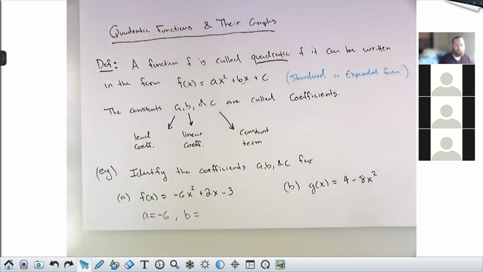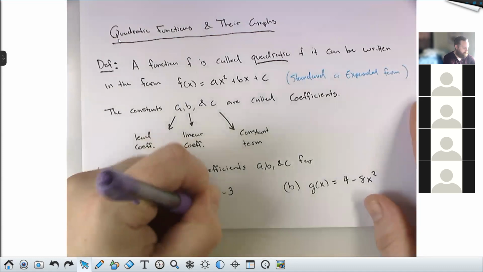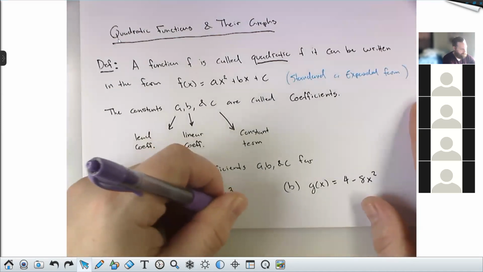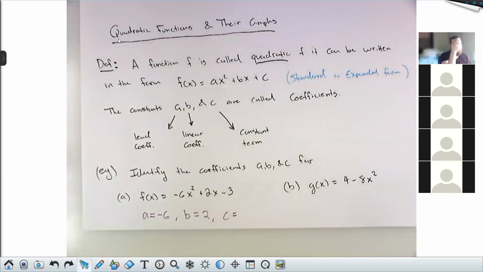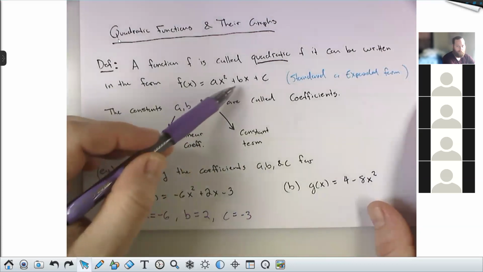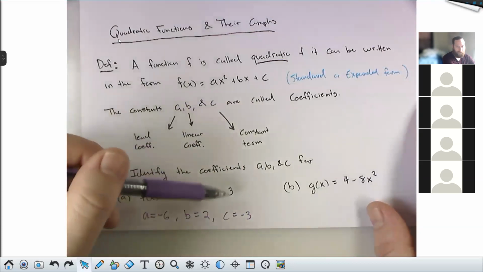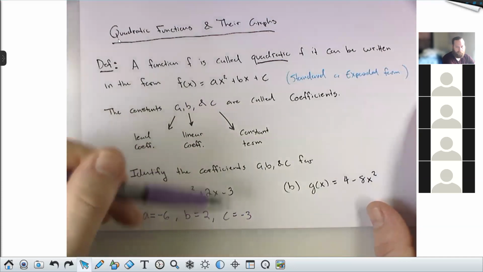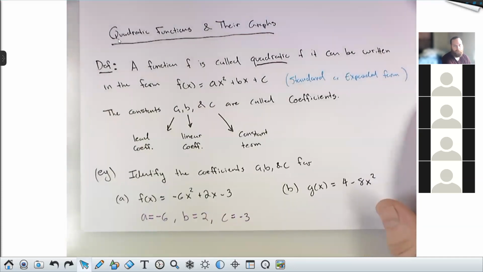Thank you, Catherine. Yeah. B is 2. Okay, and C, what is the constant term here? -3. Excellent, -3. So be careful, right? In the definition here, these things are all kind of treated as though they're positive. So if you have a minus here, that means that the coefficient is negative. Some of the other forms of a quadratic have negatives built in. So you do want to be a little bit careful there.